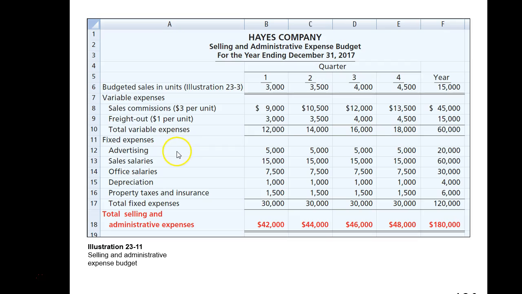The fixed expense for things like advertising, sales salaries, office salaries, etc. These costs will be given to us. Here we have our total variable expenses, total fixed expenses. You add those together to get the total selling and admin expenses each quarter. Add those all together, get total amount expected for the fiscal year.